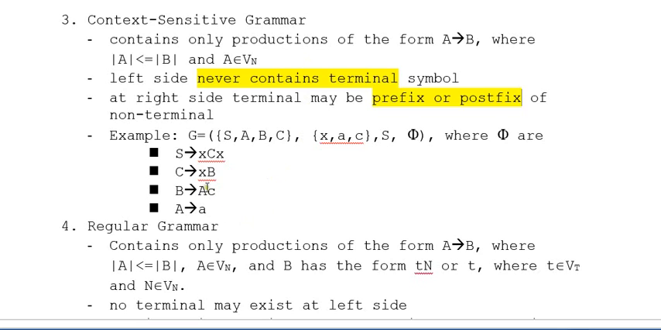Now the examples: S denotes X, C and X. Here X is a small letter, which means a terminal, and C is a non-terminal, with the terminal as prefix or postfix of the non-terminal. Here X is postfix and here X is prefix of the non-terminal C. And in the second example, here X is prefix and here C is postfix, and here is only one element, so this is also considered a context-sensitive grammar.